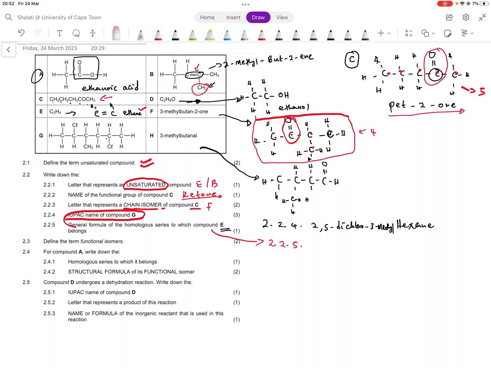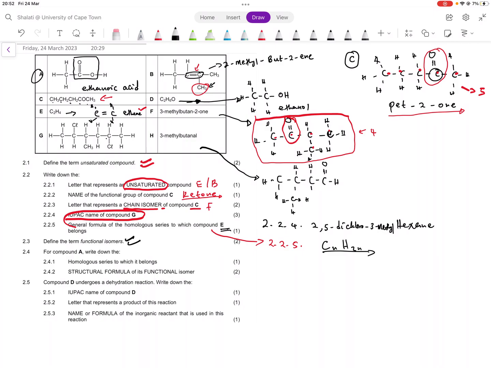So compound E, I already did the structure and I said it's ethene, so that is an alkene. The general formula for alkenes is CnH2n. This is basic stuff that you must already know by now. Okay, definition, I'm gonna leave that for you.